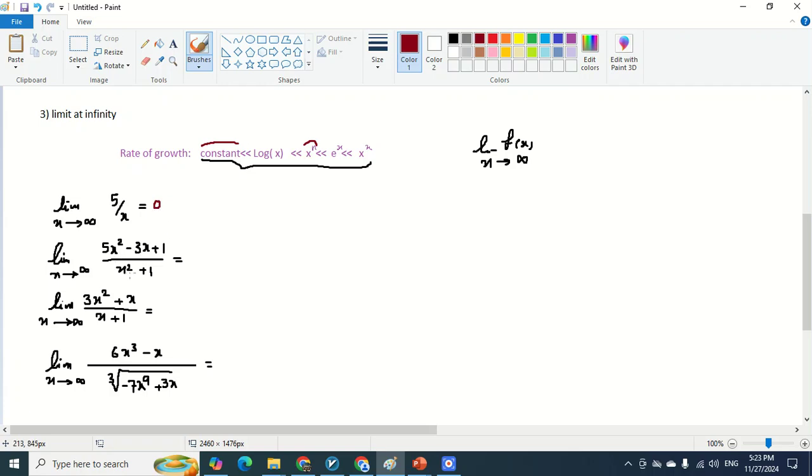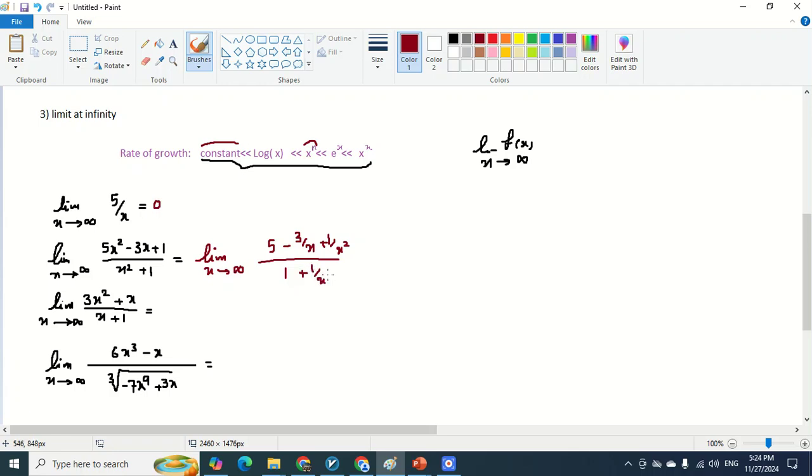In the next case, we have a function where the rates of growth of the numerator and denominator are the same. To evaluate that function, we should divide the terms by the biggest growth that you can find there. To calculate that one, let x tend to infinity, then divide everything by x squared. The first term divided by x squared is 5, the second one will be minus 3 over x, and the next is 1 over x squared. For the denominator, if you divide it by x squared, we have 1 plus 1 over x squared.